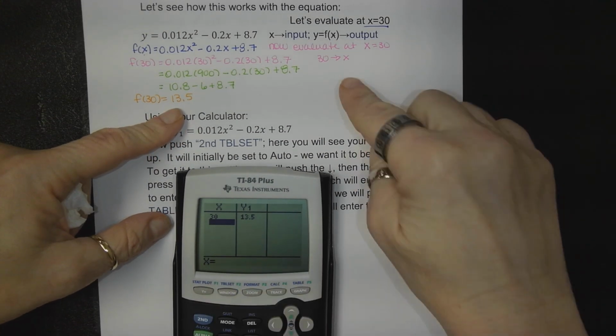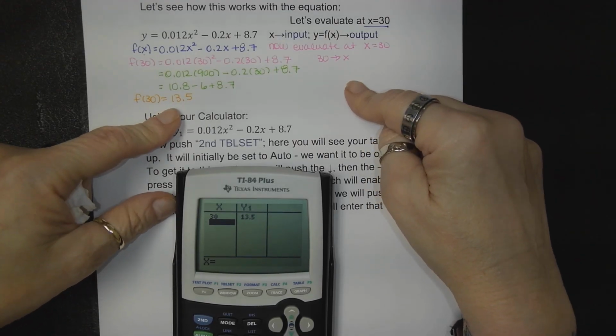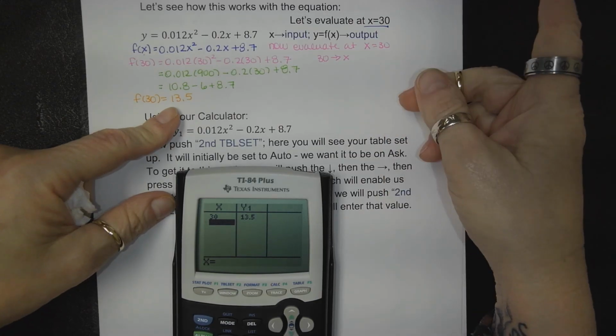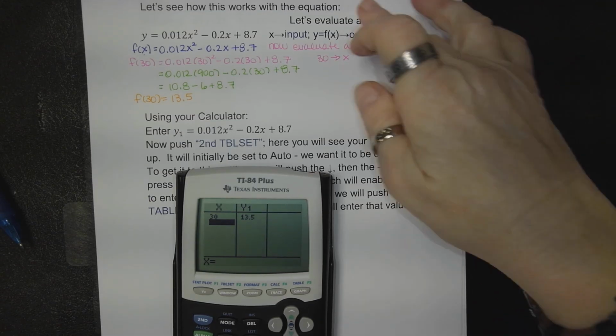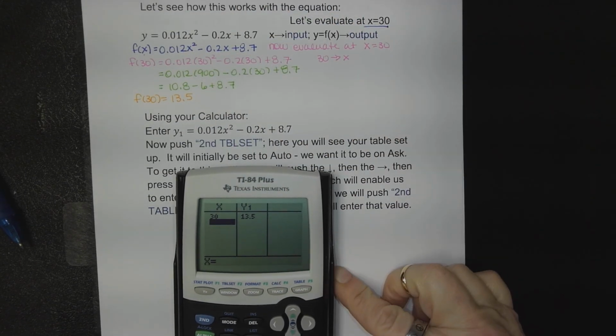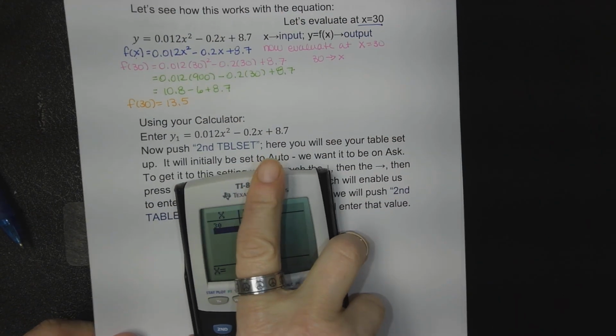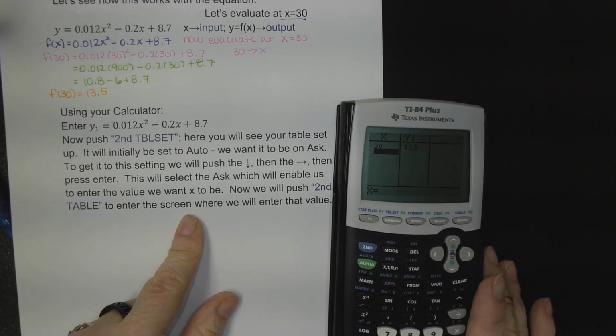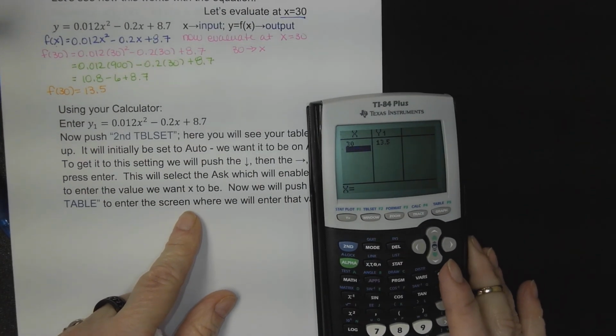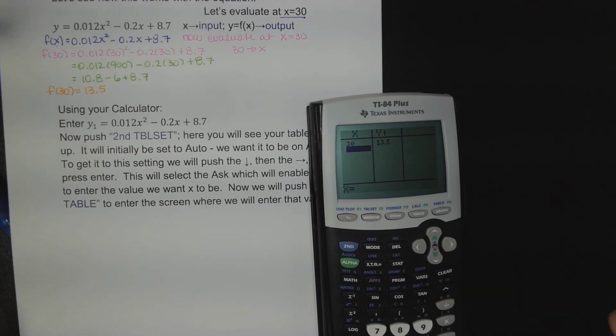So that's how you can use your calculator to work a problem like this. A lot faster, right? So now you know how to do it by hand and you know how to do it by calculator. Okay? So here are the steps if you need them to practice it. Okay? All right.